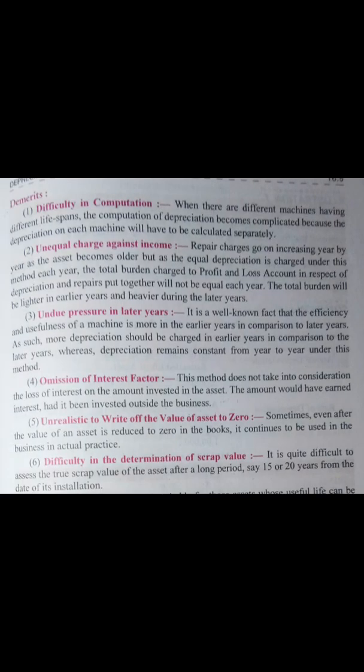Let us see the demerits of a straight line method. The first is difficulty in computation. If there is only one machine, then it would become very simple. But if there are different number of machines with a different lifespan, then it becomes really difficult to compute the value of depreciation. Next demerit is unequal charge against income.